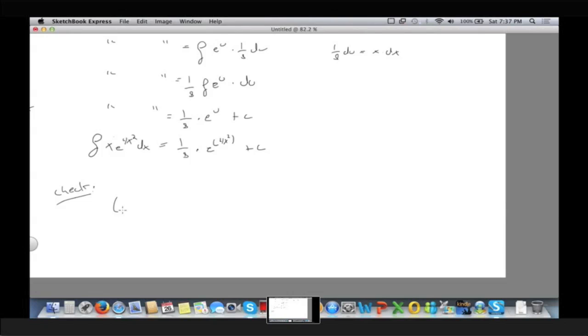So if it's correct, what would the derivative equal? X times e to the 4x squared. That's right. Okay, so let's check that.